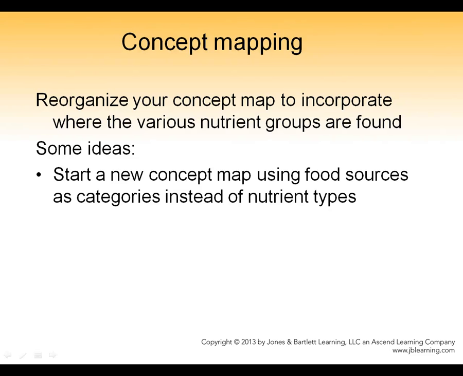All right, so what I would suggest now is that you take what we just went through and take a look at your concept map that I had you make in that last video. See if it makes sense to reorganize your concept map to incorporate the new things that we've learned about the sources of foods. So one idea might be, what would it look like if you reorganized your concept map using food sources as categories instead of the 6 nutrient types? Would that be a good way to fit in these ideas?